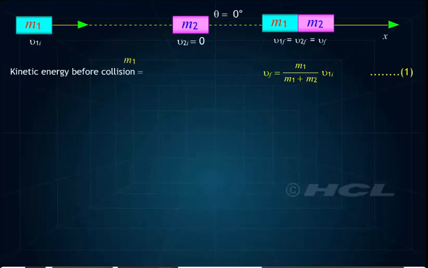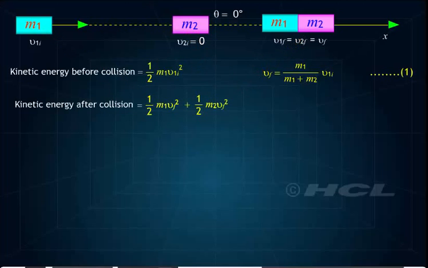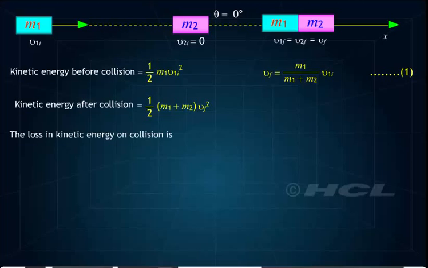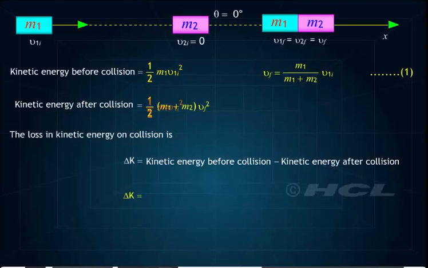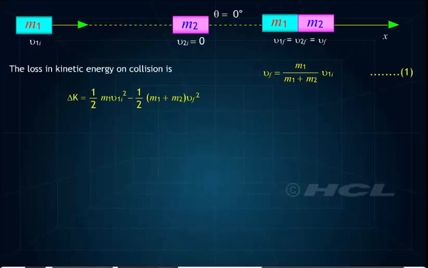Kinetic energy before collision equals half m1 v1i square. Kinetic energy after collision equals half m1 vf square plus half m2 vf square, which equals half into (m1 plus m2) into vf square. The loss in kinetic energy on collision is delta K equals kinetic energy before collision minus kinetic energy after collision. Delta K equals half m1 v1i square minus half (m1 plus m2) vf square.